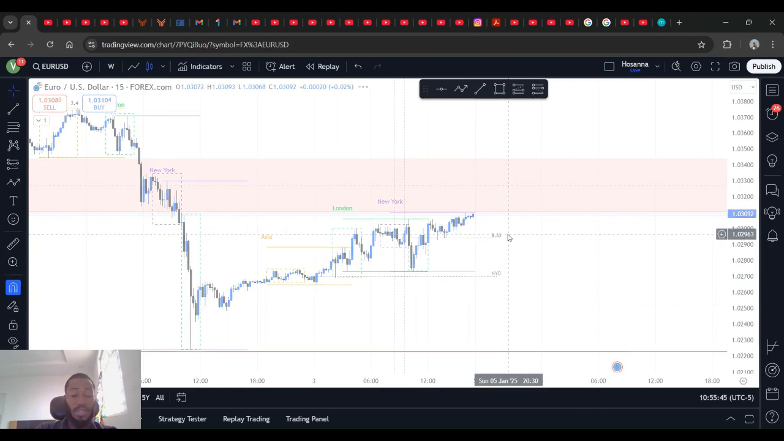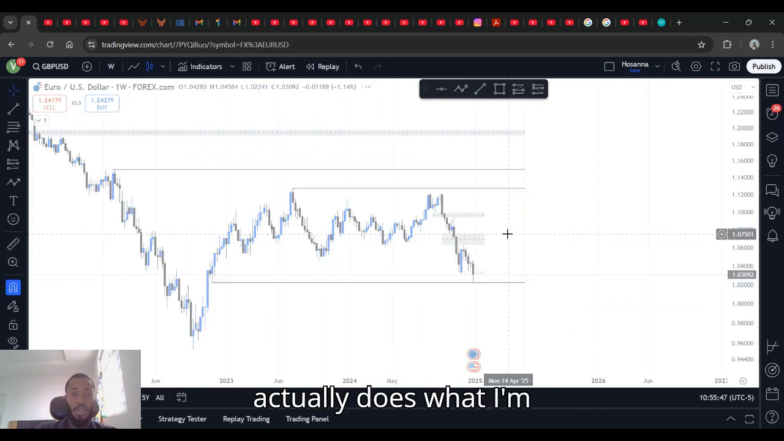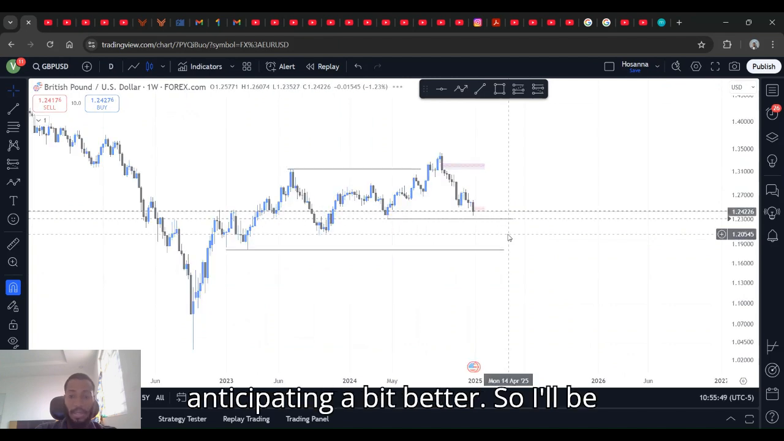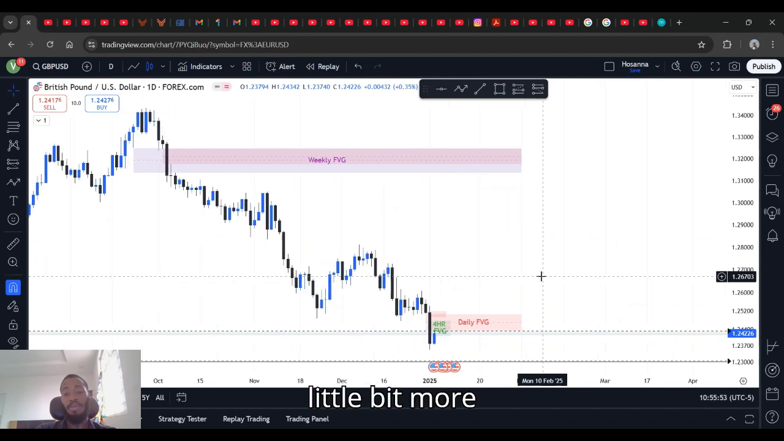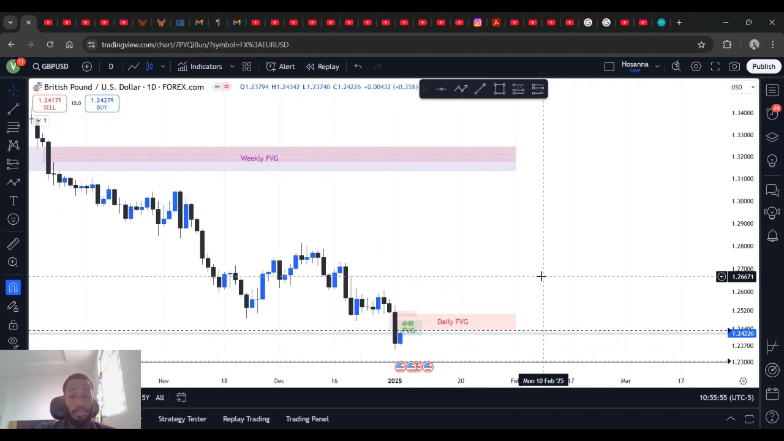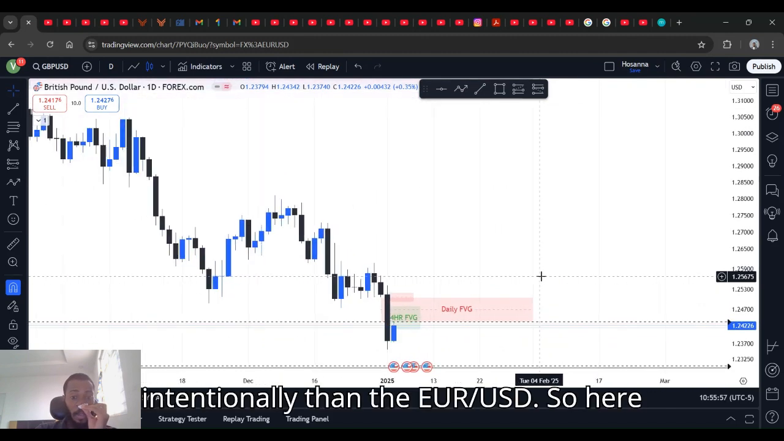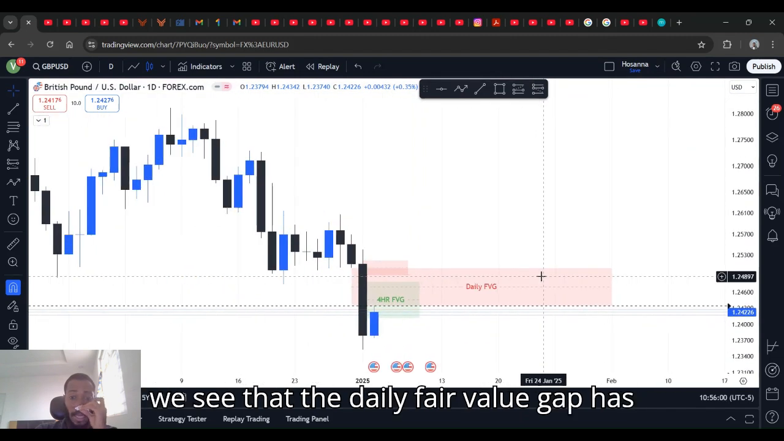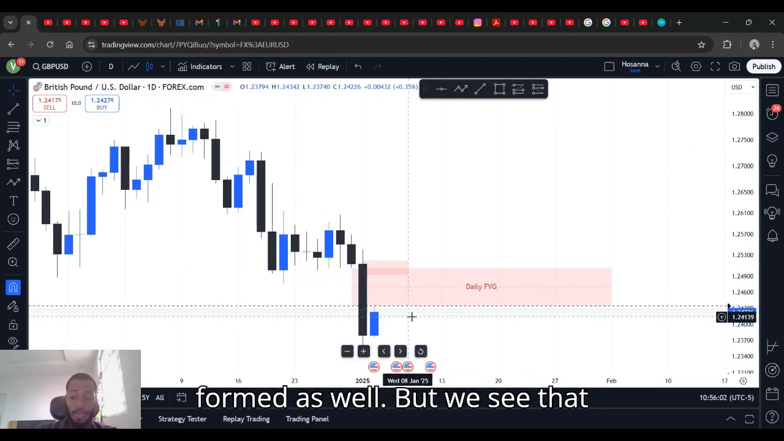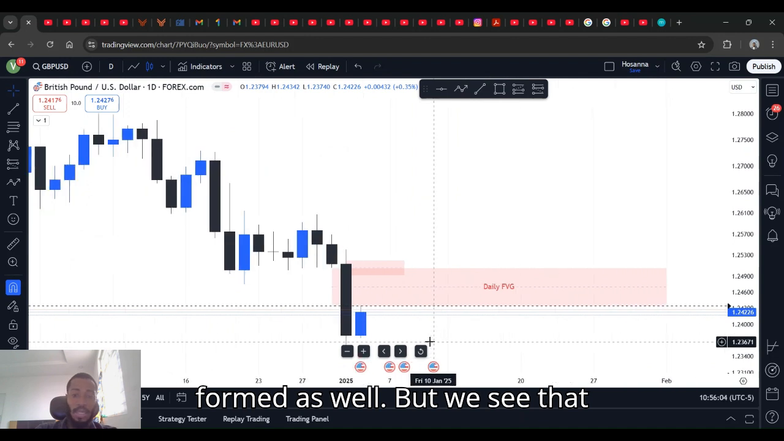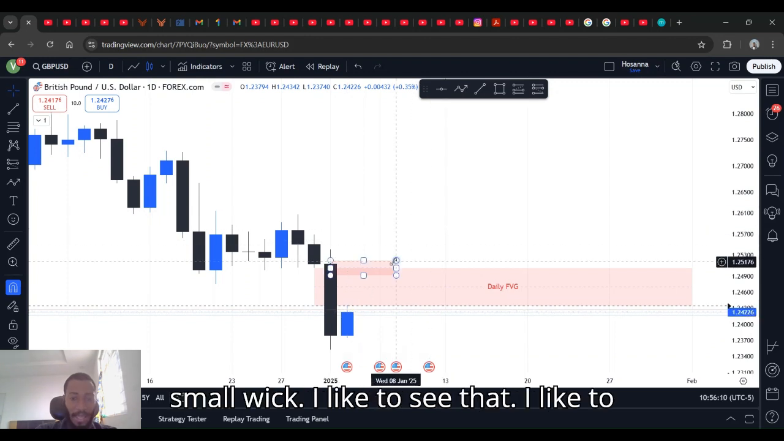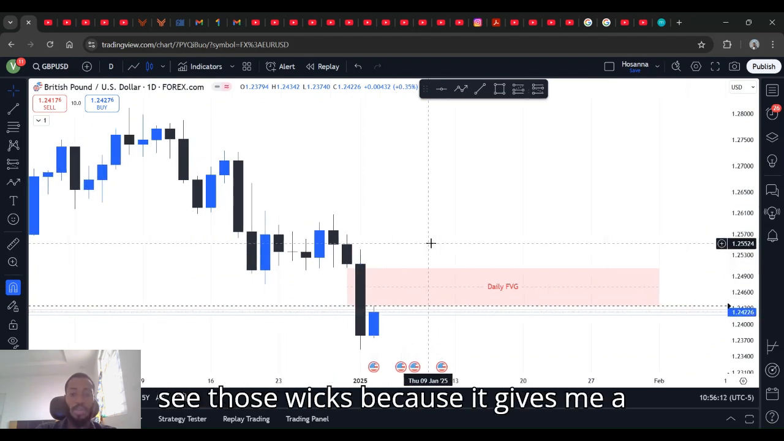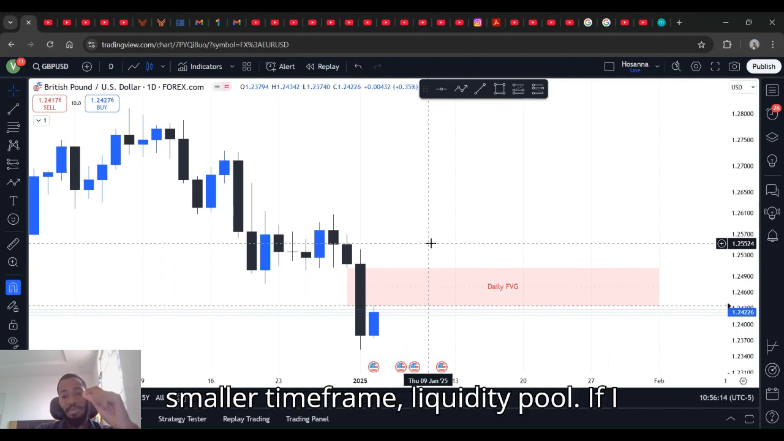And GBP USD actually does what I'm anticipating a bit better. So I'll be looking to trade the pound dollar a little bit more intentionally than the euro dollar. So here we see that the daily fair value gap has formed as well. But we see that unlike with the euro dollar, there's a small wick, very small wick. I like to see that. I like to see those wicks because it gives me a smaller time frame liquidity pool.